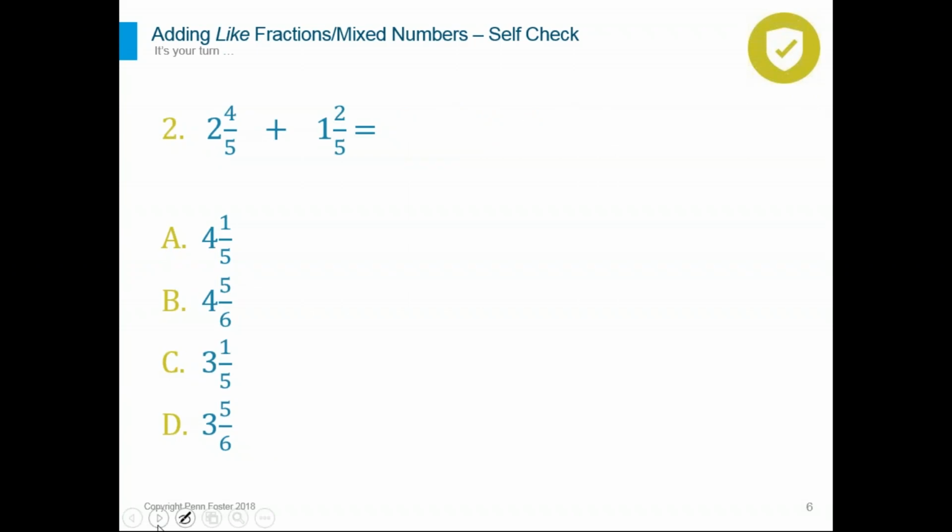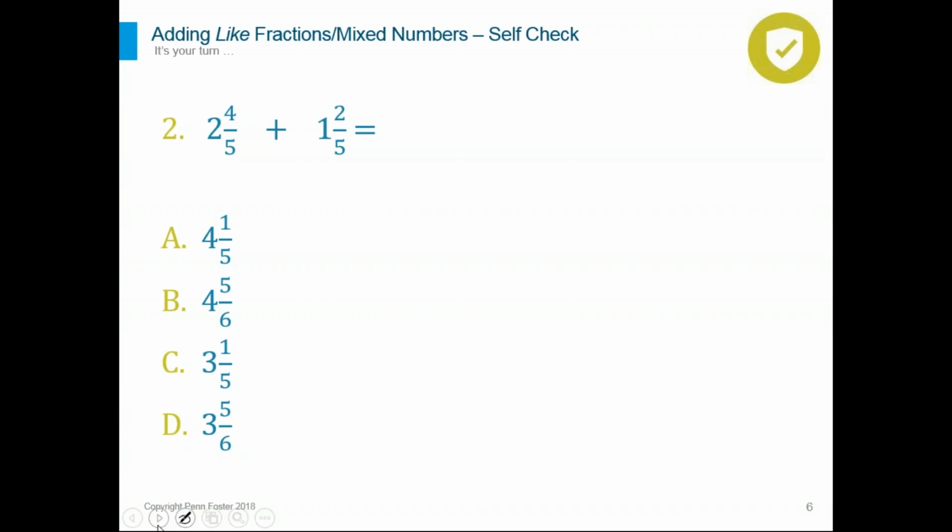This is another question on the same topic. 2 and 4 over 5 plus 1 and 2 over 5. Again, look at the question. What kind of question is that? This is like fractions or like mixed numbers. So what steps do we have to take to add the two mixed numbers?